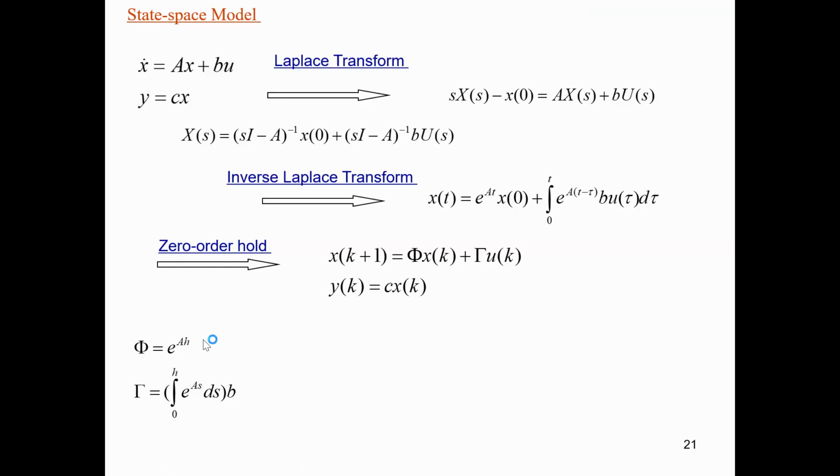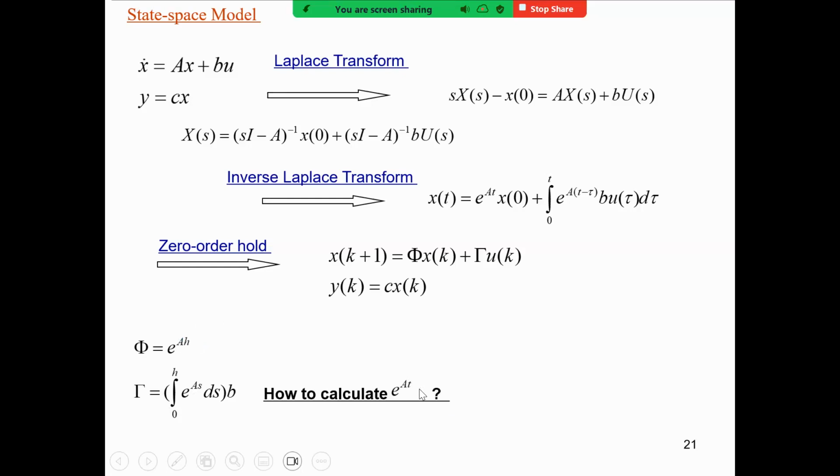Of course, everything will depend upon whether you know how to get this e to the At matrix exponential. The simple way is to use the Laplace transform. This one is the Laplace transform, and you do the inverse Laplace transform. When you do that, you need to use the Laplace transform table, right? There is a table for you to use.